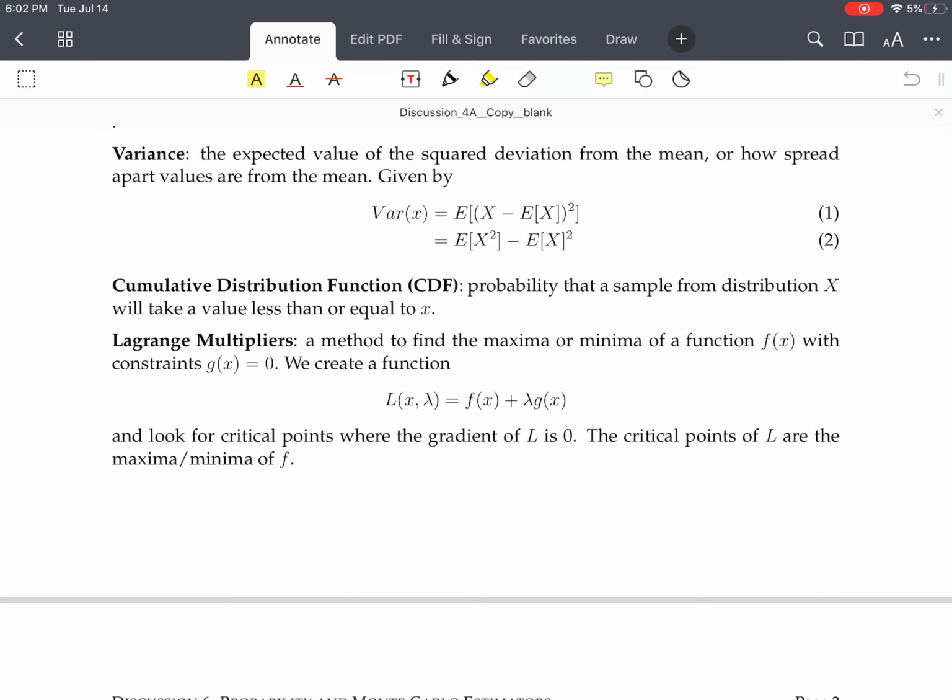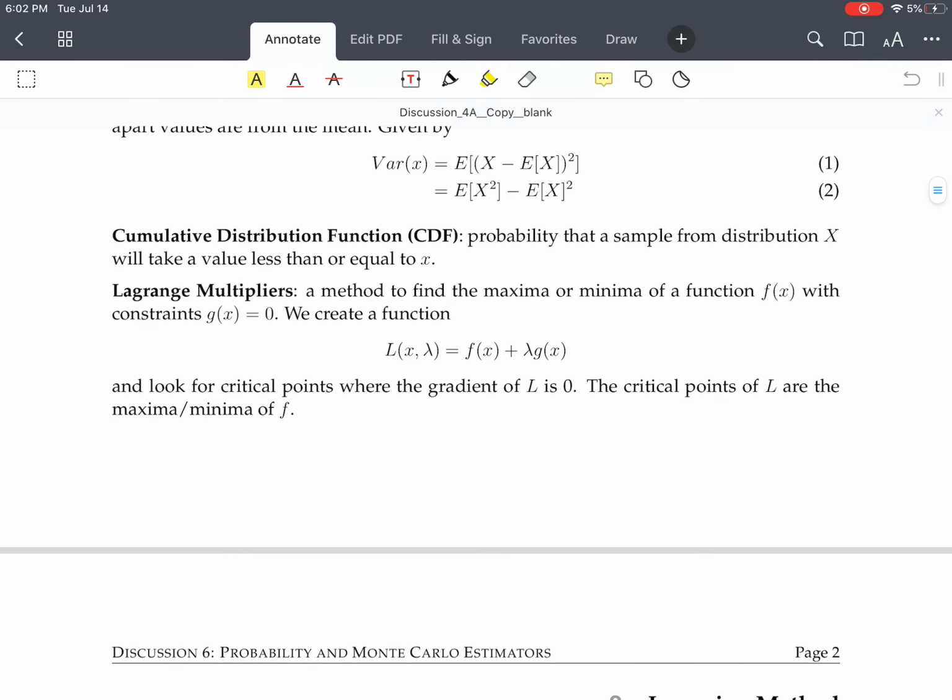And then last, this one is new: Lagrange multipliers. It's a method to find the maximum or minimum of a function f of x subject to some constraint g of x equal to 0. We create this new function, capital L, which is equal to f of x plus lambda times g of x. Then we look for the critical points where the gradient of L is 0, and those points are the maximum or minimum of f.